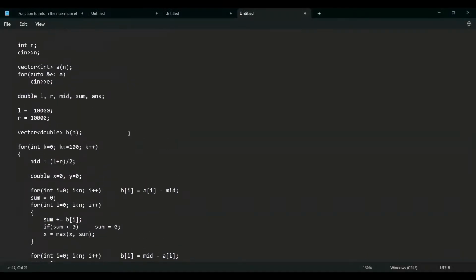So this is the implementation. In this, I'm first taking n as input, then I'm taking array a as input. Then this is my low value. Like I said, in some problems, you don't actually have to blindly take low as 0. So in this, low is minus 10,000 and high is 10,000. Why? Because the array values are themselves in this order.